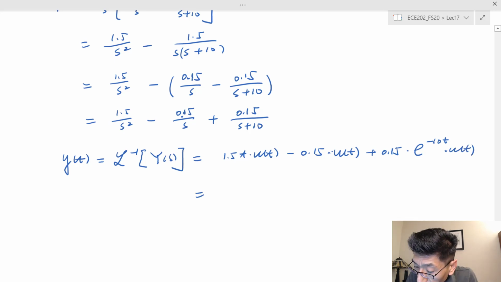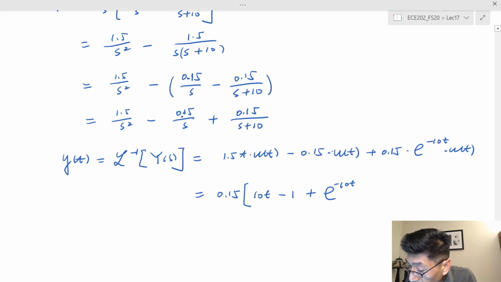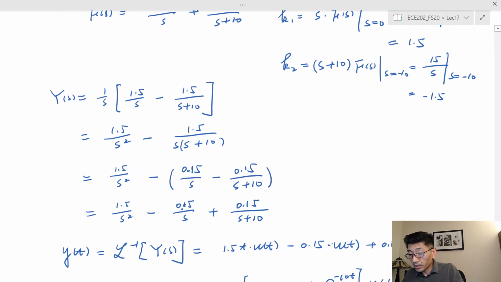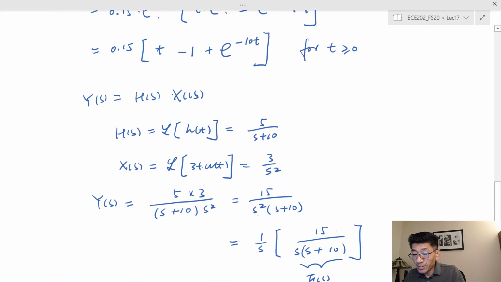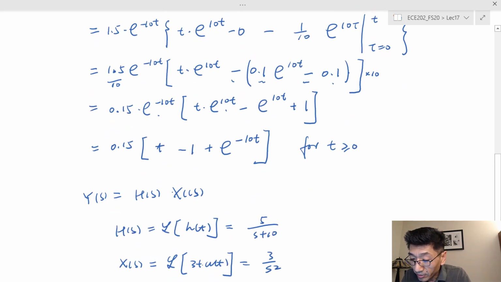So if I factor everything out, I factor 0.15 out, and collect a u(t) term. The first one here, I got a 10t minus 1 plus e^(-10t), the whole thing times u(t). If we compare with the original one, I think I made an error there. This t should have been a 10t, right? Because I multiplied everything by 10, but not the first term. So here should be 10t, and here should be 10t as well.